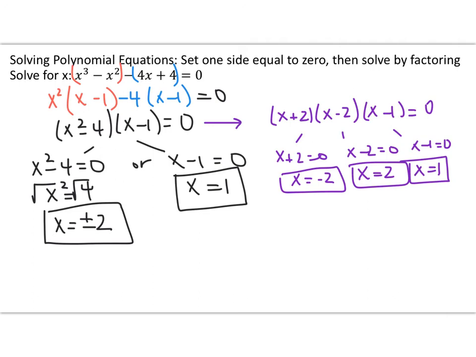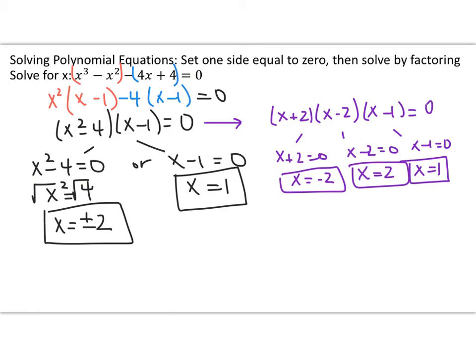So one side's already set equal to 0, so I factor this by grouping. You get x squared minus 4 times x minus 1 is equal to 0. You could actually notice that this does factor further. x squared minus 4 is a perfect square minus a perfect square, which factors into x plus 2 times x minus 2. Either way, use the zero product property.